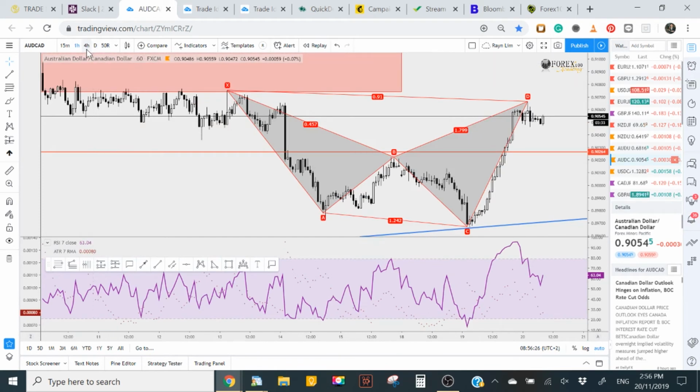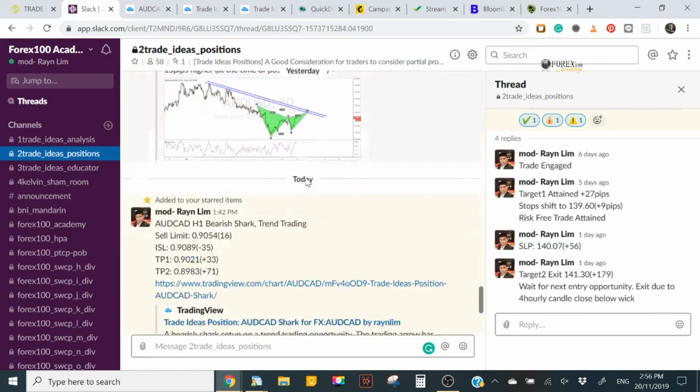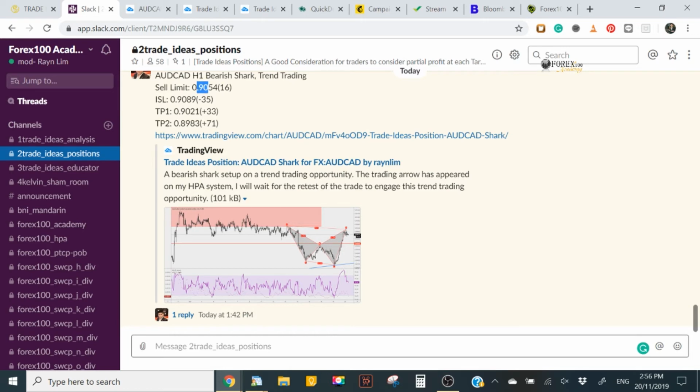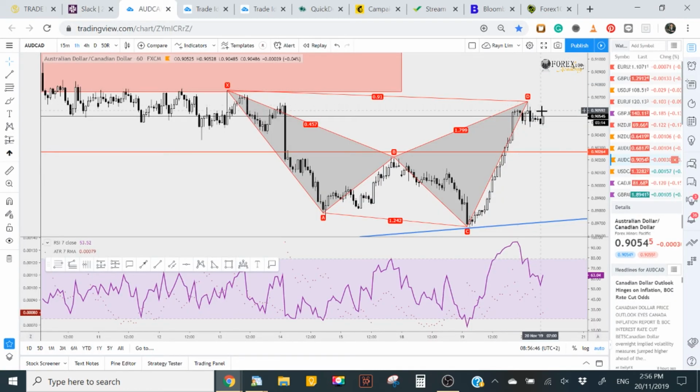Down to the 1-hour chart. This is why I'm looking for a Shark pattern already set up. So I've already placed a pending order somewhere over here. I think it's 90.59. Just shared it with my community earlier on before we went live just now. Alright, so I put a sell limit at 90.54, waiting for a retest before I engage the trade.